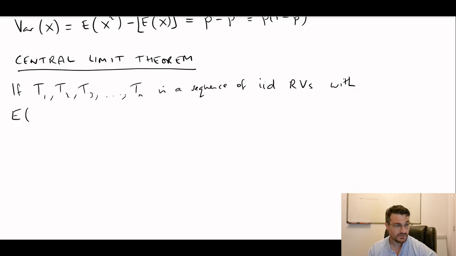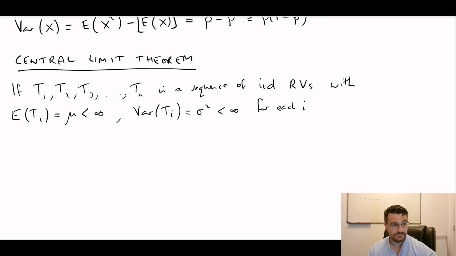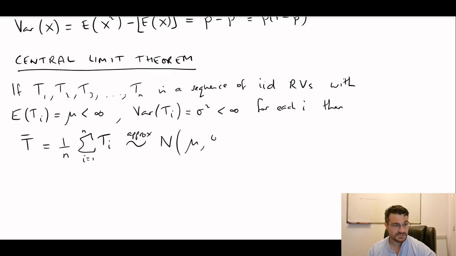With the expectation of Ti equal to mu less than infinity, and the variance of Ti equal to sigma squared less than infinity for each i, then T bar, which equals 1 over n times the sum from i equals 1 to n of Ti, so this is the sample mean, is approximately distributed normally with parameters mu and sigma squared over n for sufficiently large n.